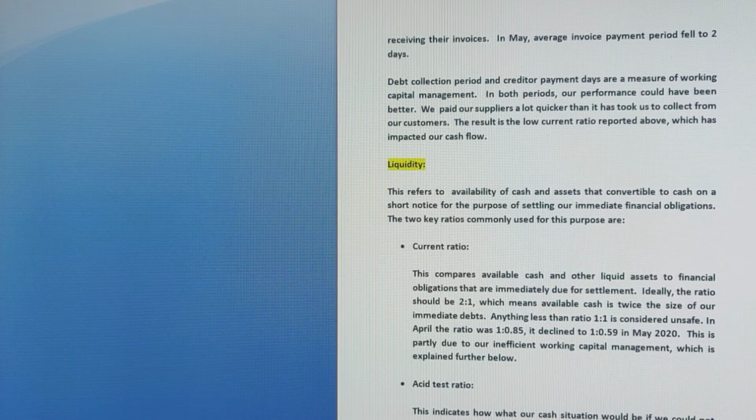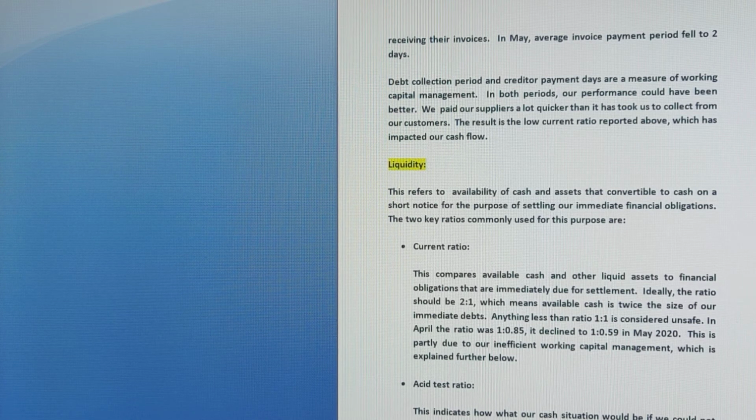Now, the acid test ratio. This indicates what our cash situation would be if we could not sell our stock. Okay? Our score fell from 0.74 in April to 0.54 in May, which implies that if our stock items could not be converted to cash through sales, we would be seriously short of cash.